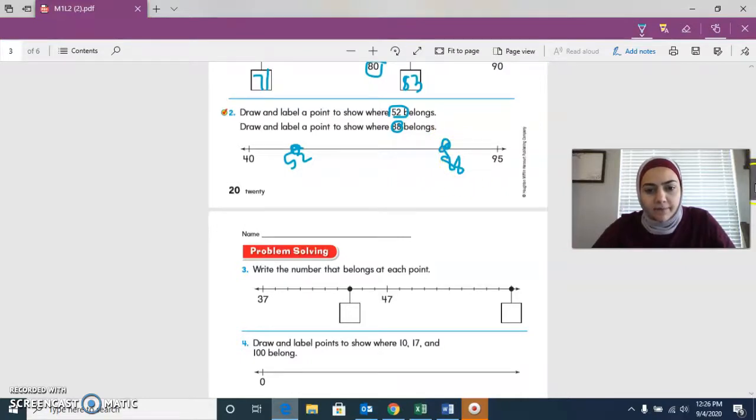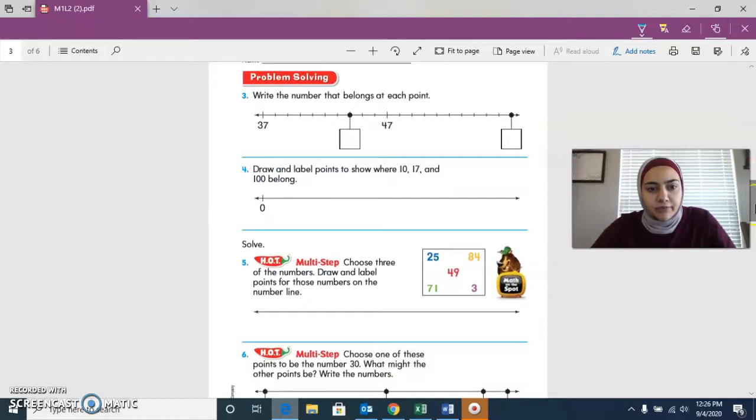Okay, moving on. I want you to do number 3 by yourself and number 4 by yourself. Number 3, just putting where each number belongs. Number 4, put 10, 17, and 100 on this number line. Which is the greatest number? 100. So then 100 is probably going to be all the way back here. And then you're just going to plug in the rest.